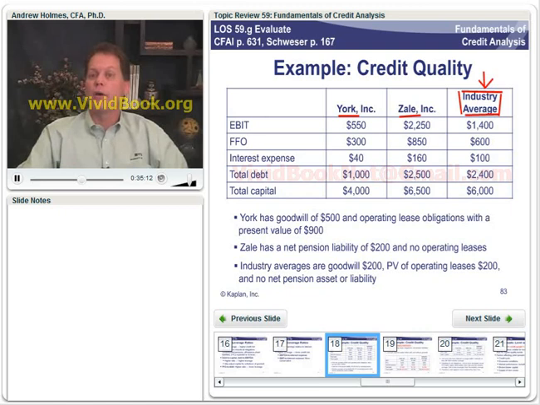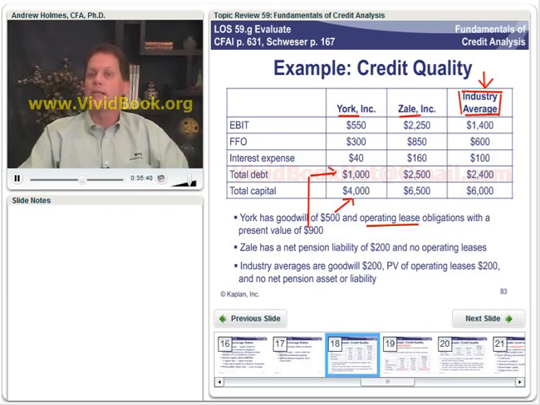So York has goodwill of $500. Well, remember, we're going to reduce capital by $500 because goodwill has no value apart from the firm. They have operating leases. Now remember, operating leases are off balance sheet, right? It's financial leases that are brought onto the balance sheet. So these are operating leases that have a present value of payments of $900. Well, we want to treat that like it was debt, right? So we can adjust there.